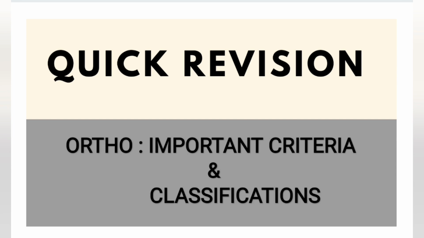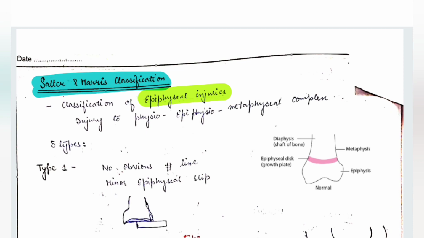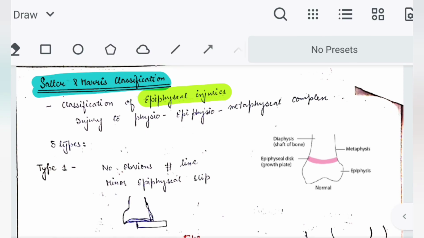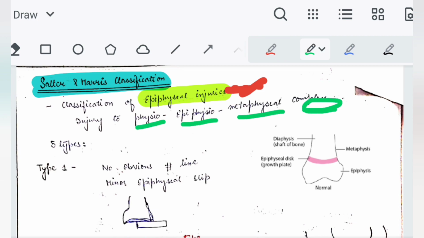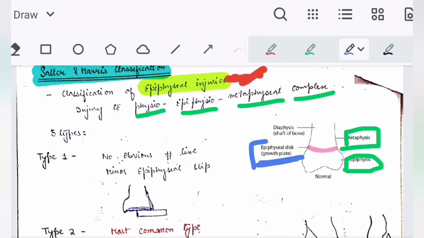Today is another video on important criteria and classification in orthopedics. So let's start. Today's topic is the Salter and Harris classification, which is a classification of epiphyseal injuries, where there is an injury to the physio-epiphyseal metaphyseal complex. See here, this one is the metaphysis, this one is our epiphysis, and this is the epiphyseal disc or the growth plate.